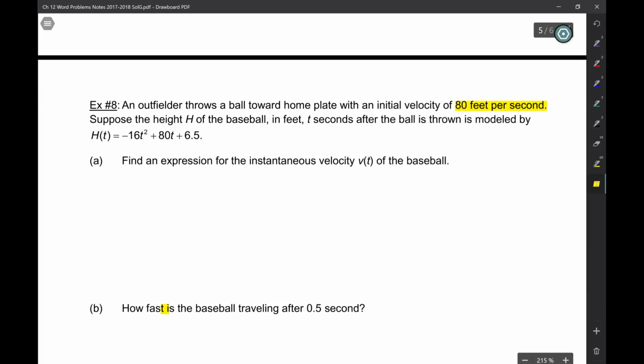So if I can solve this, it means you don't need to know any baseball to solve this problem, right? The height H, capital H, of the baseball in feet, T seconds after the ball is thrown, is modeled by this. And now it says find an expression V of T of the baseball. I purposely put in a variable of H here, because when you're solving this problem, you're going to have little h. It's going to be h of t plus H.